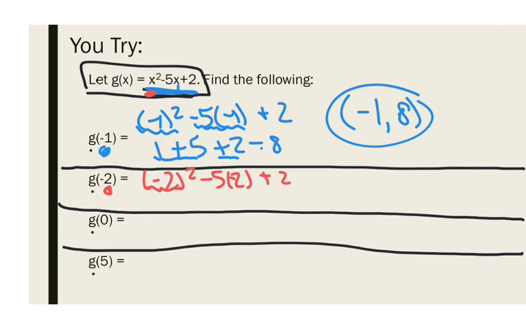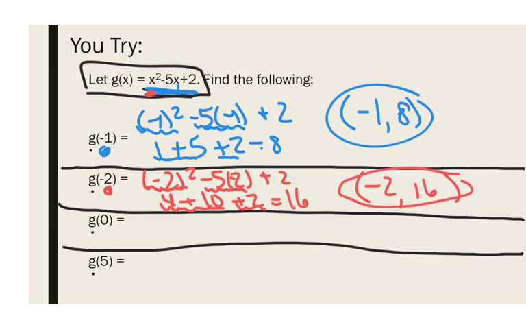Order of operations: negative 2 squared, negative 2 times negative 2 is positive 4. Negative 5 times negative 2 is positive 10. Bring down that plus 2. So 4 plus 10 is 14, plus 2 equals 16. So our solution here, our ordered pair, is the x, which was negative 2, and our y is our answer, which is 16.